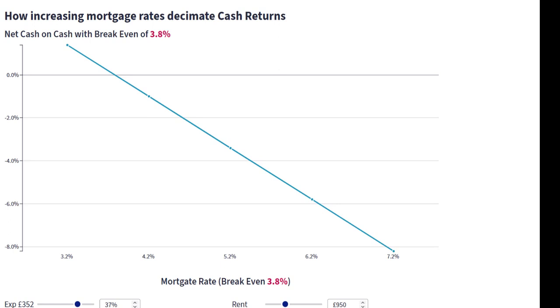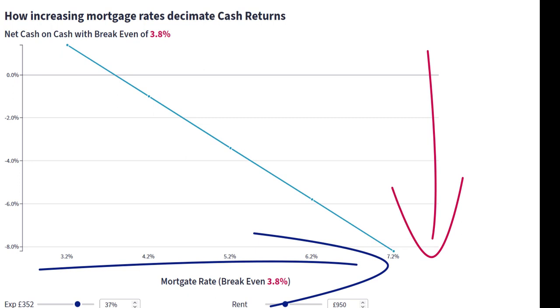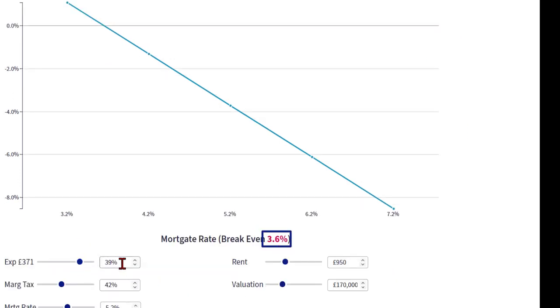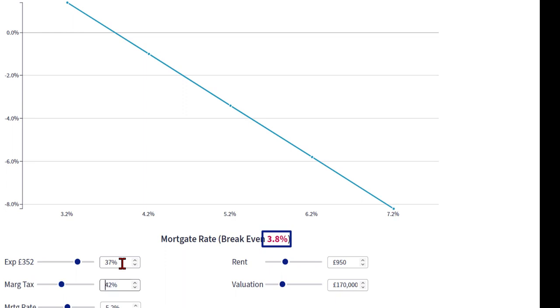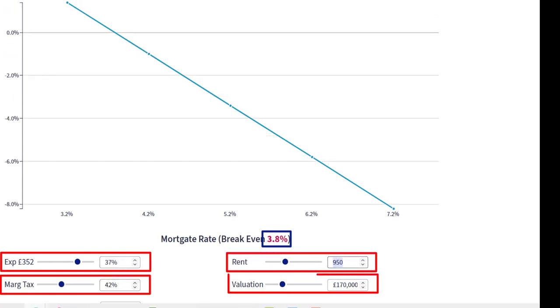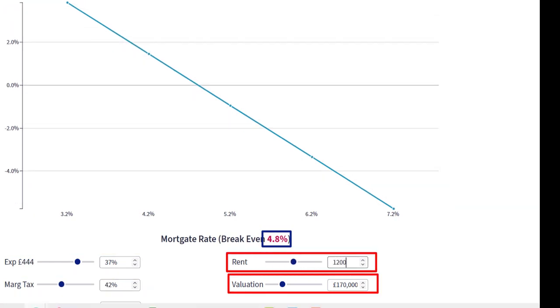It's vital to understand the relationship between mortgage rates and net cash returns. As rates rise, returns fall. Knowing the break-even point for mortgage rates enables landlords to plan and take appropriate action. Looking at the break-even mortgage rate, we can see that if we vary the variables such as expenditure, marginal tax, rent and valuation, we'll see that the break-even mortgage rate changes.